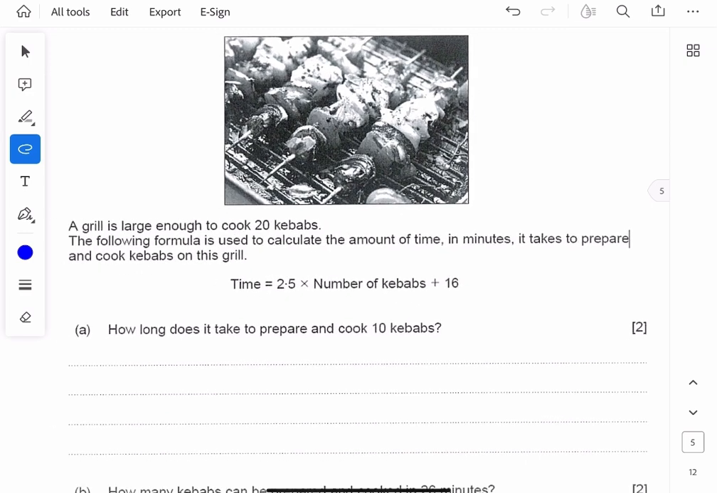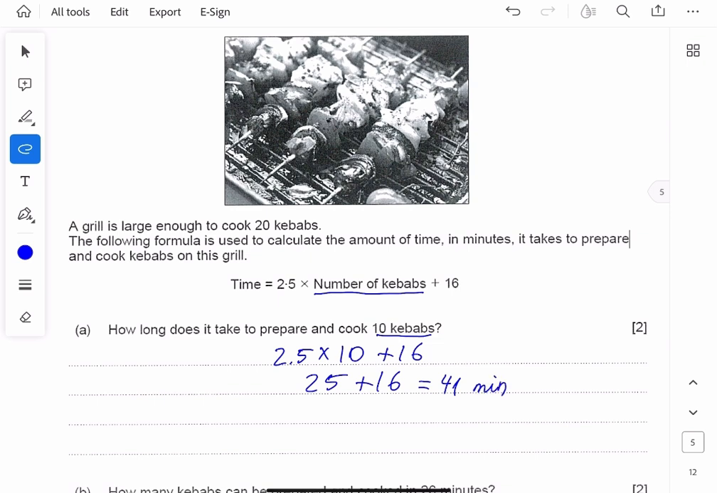Next question is about working out how long it will take to cook 10 kebabs. So you've got the formula here: time equals 2.5 times number of kebabs plus 16. So replace number of kebabs with 10. We're using substitution here. So do multiplication first, that is 25, and add 16. So you get 41 minutes to cook 10 kebabs.